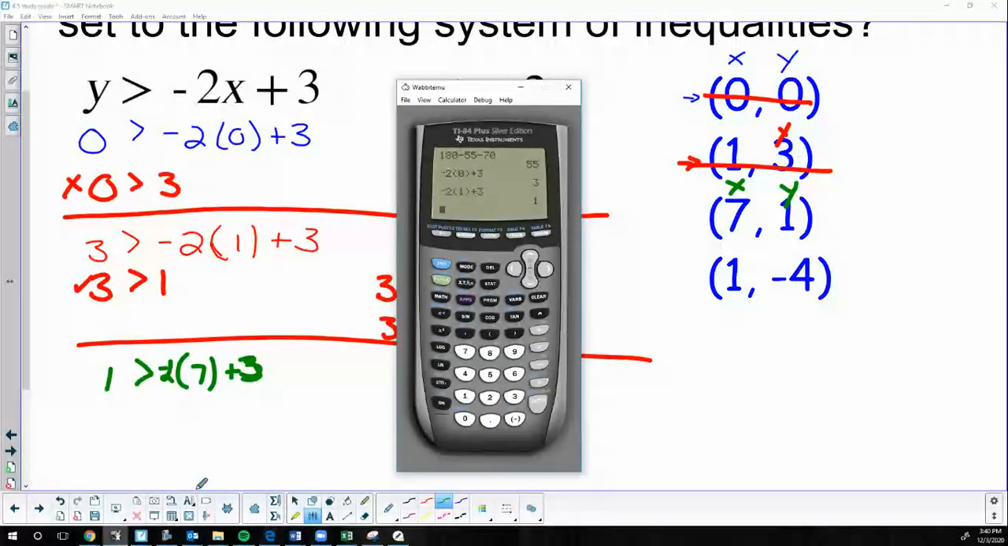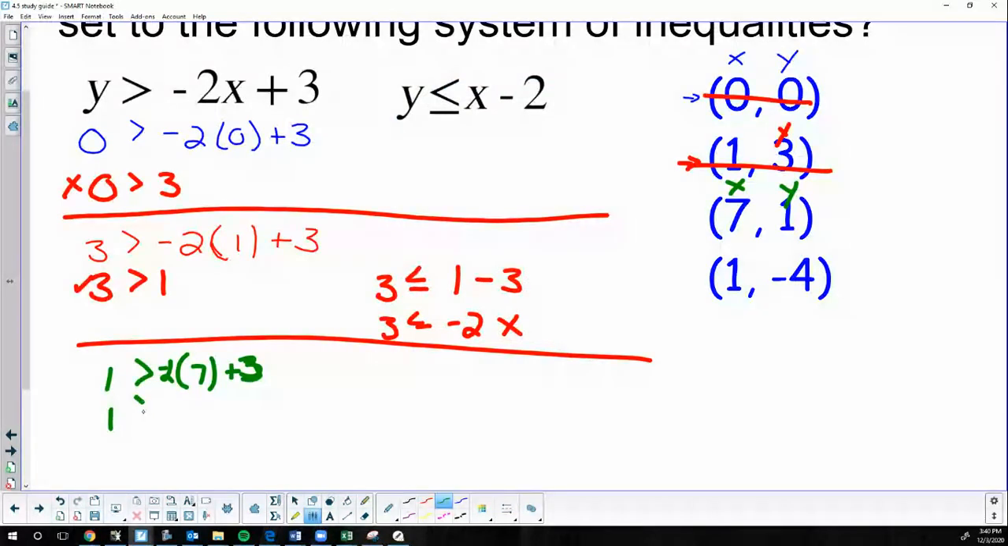Again, when you've got our calculator, you can go up and grab it so you don't have to retype it, and then change this to the number you want. And I get negative 11. So is 1 greater than negative 11? Yes, that means I test the second one. So is 1 less than or equal to 7 minus 3? Is 1 less than or equal to 4? Yes, I have 2 yeses.